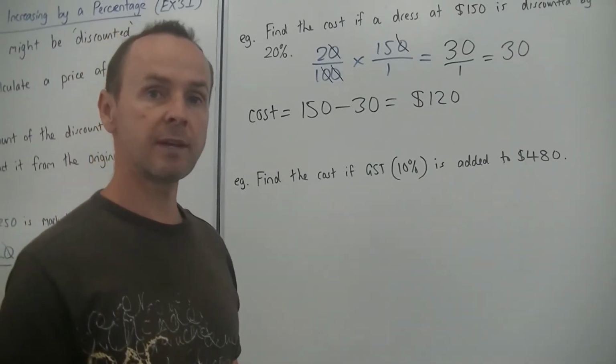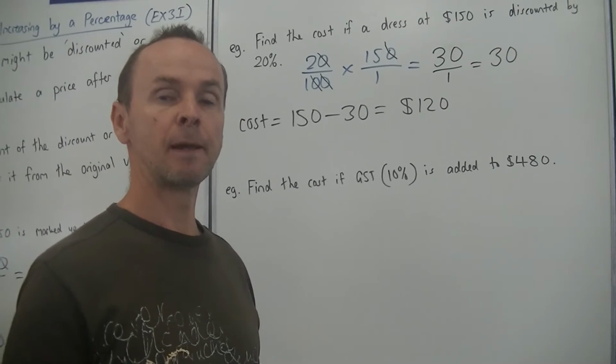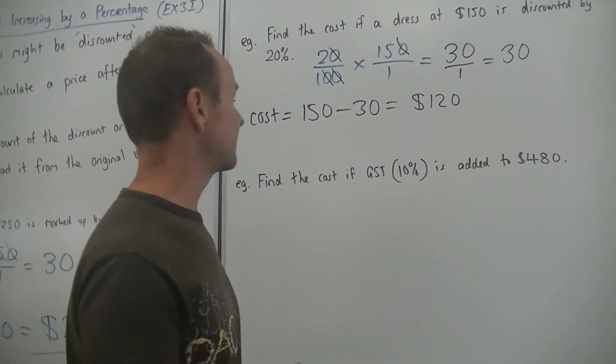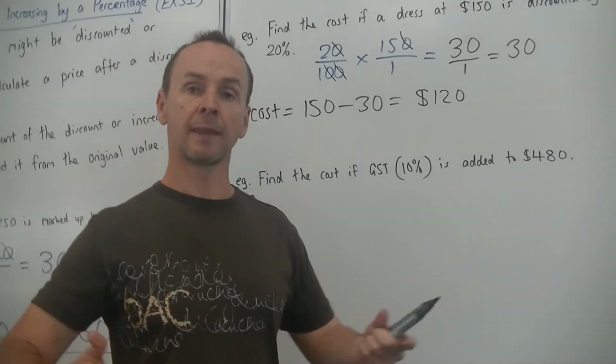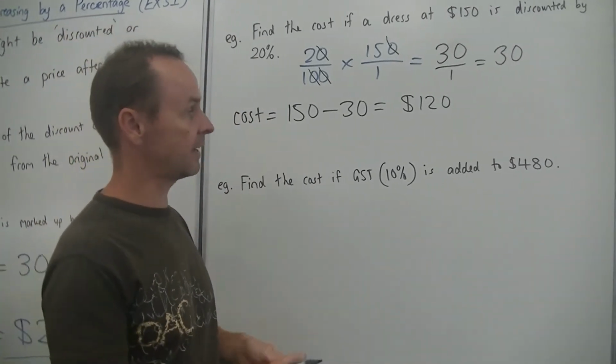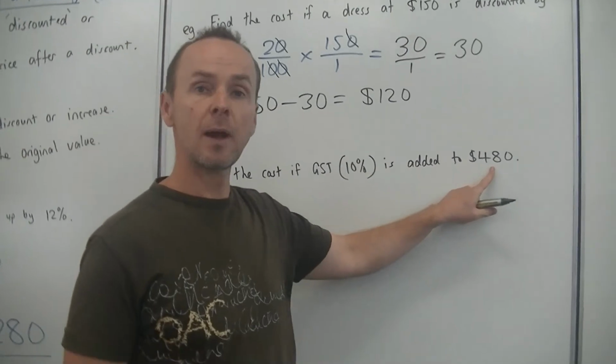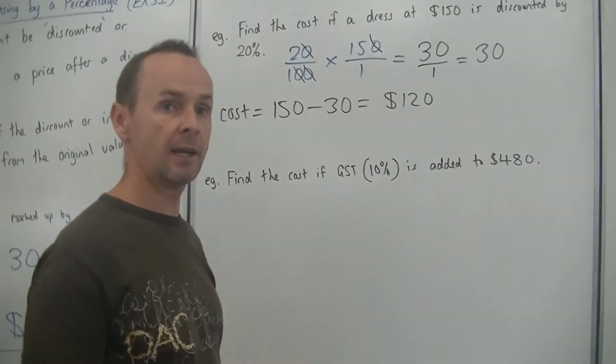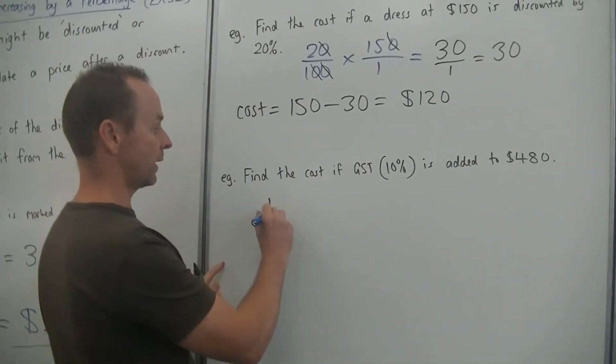So if you know, GST is a goods and services tax. So it's a tax that the government add on. Sometimes shops don't add that on, they add it on at the end. So they might advertise a certain price. In this case, they've said it's $480, but you have to add on the 10% GST. So you're going to have to pay more. So we have to work out what that is.